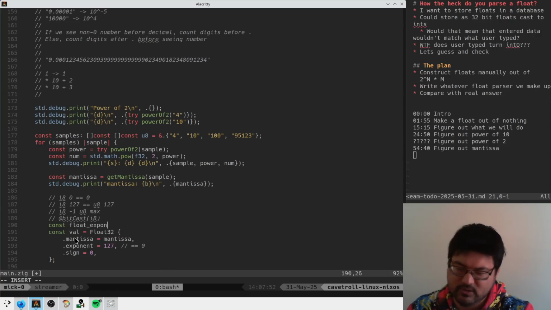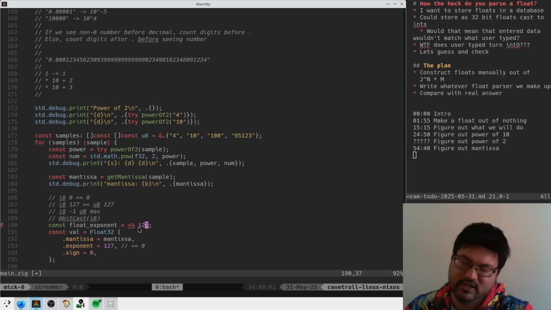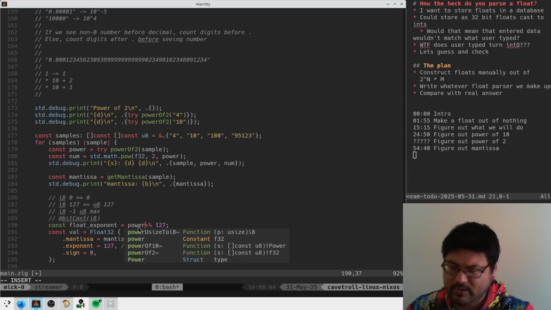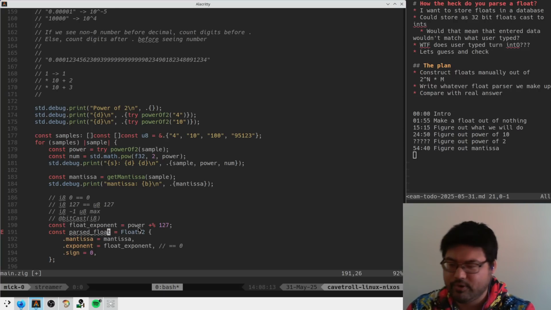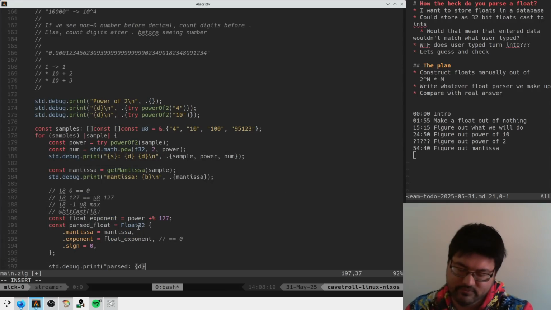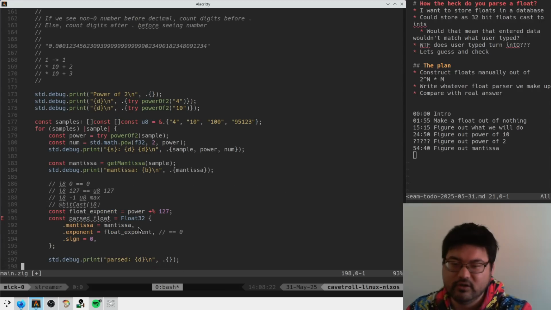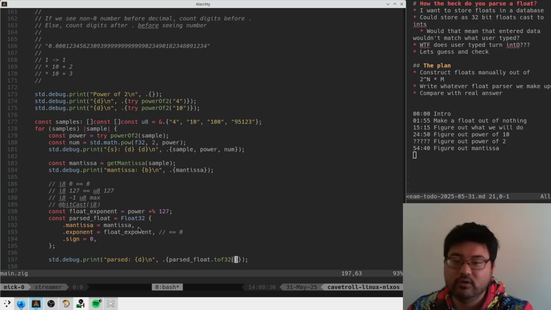So we'll call this like float exponent. We need to rotate the numbers so that it's centered at 127. So it's literally just 127 like this with a wrapping add on power. Okay. Parse float. Let's see it. There's a chance that this works. Float exponent is power.